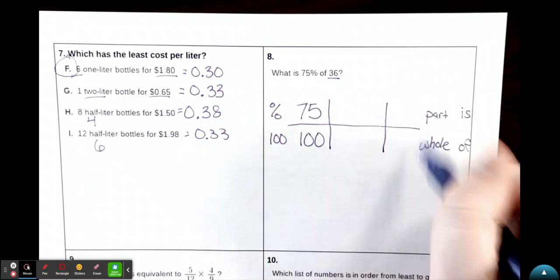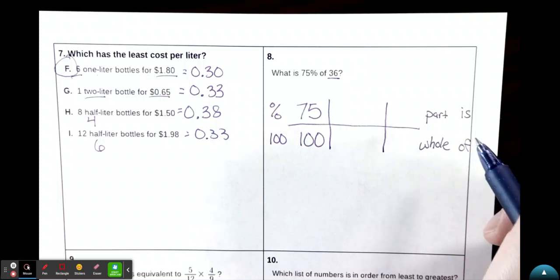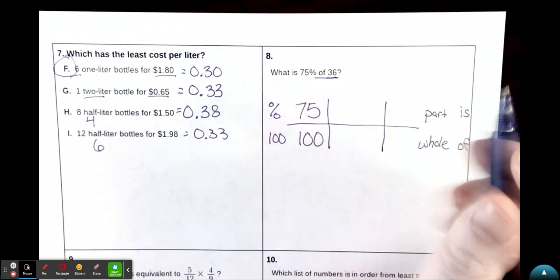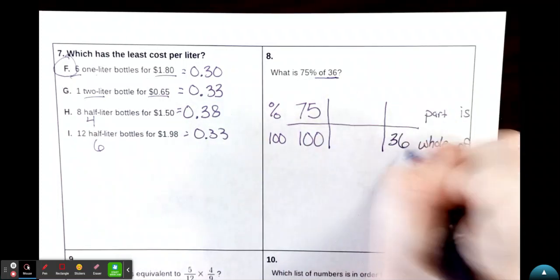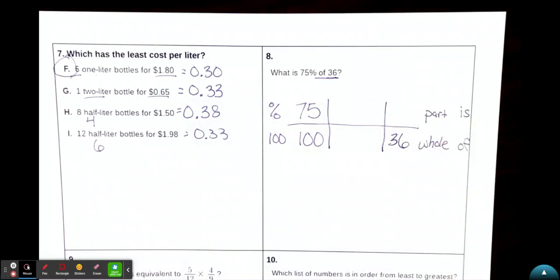Okay, and then where is 36 going to go? On top or bottom? Why is it on bottom? Because it says of 36. It is the whole, and we are trying to find the part. Okay. Can I get from 100 to 36 in one step? No. So what do I need to do?